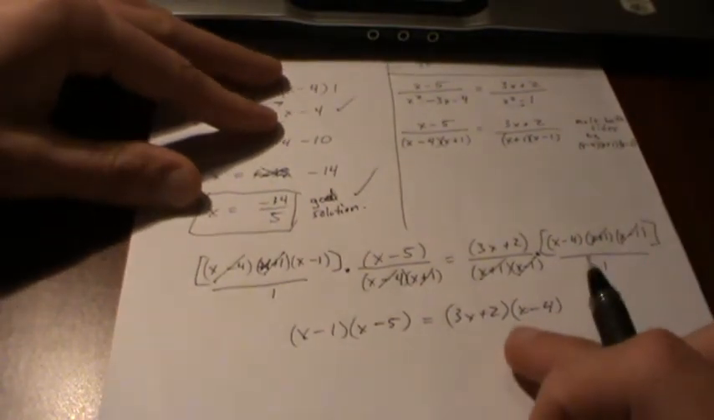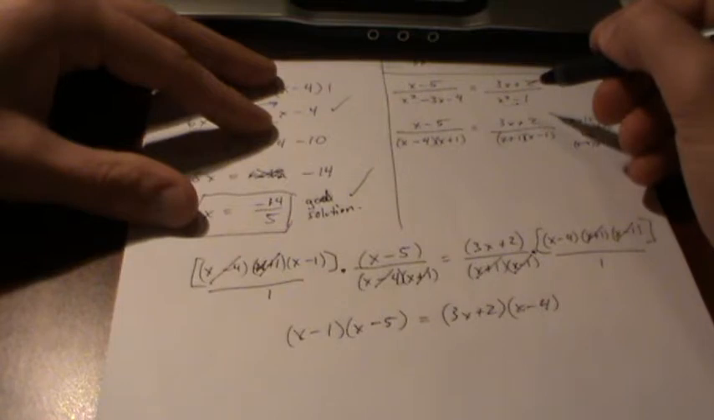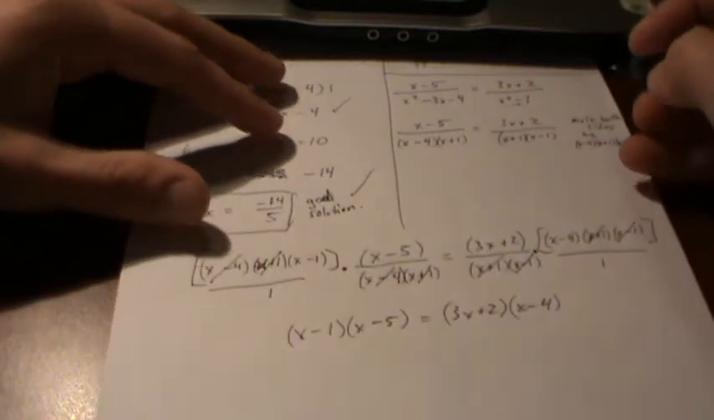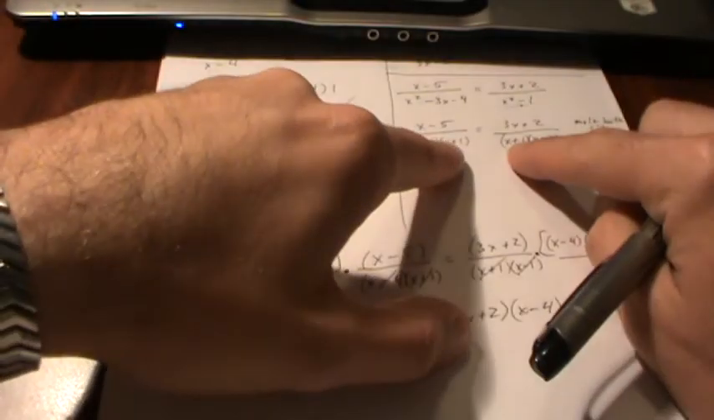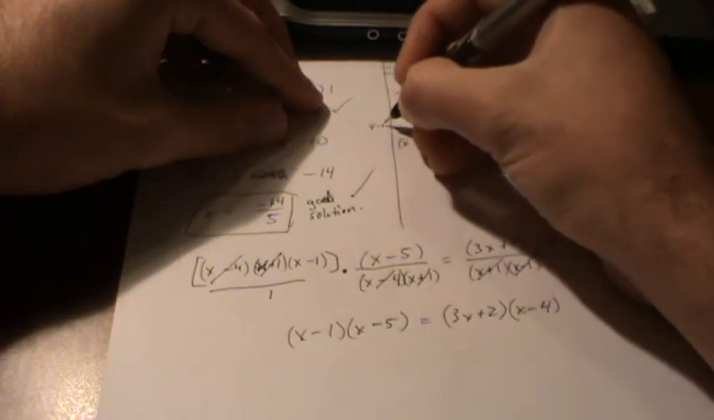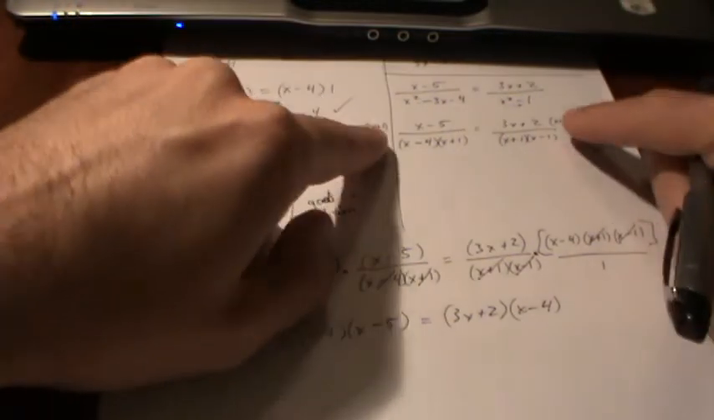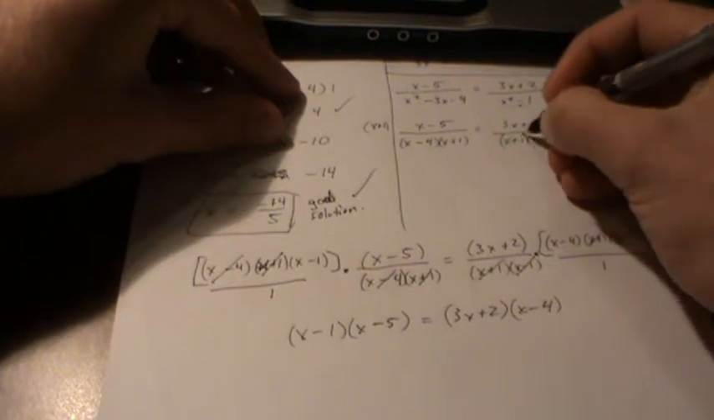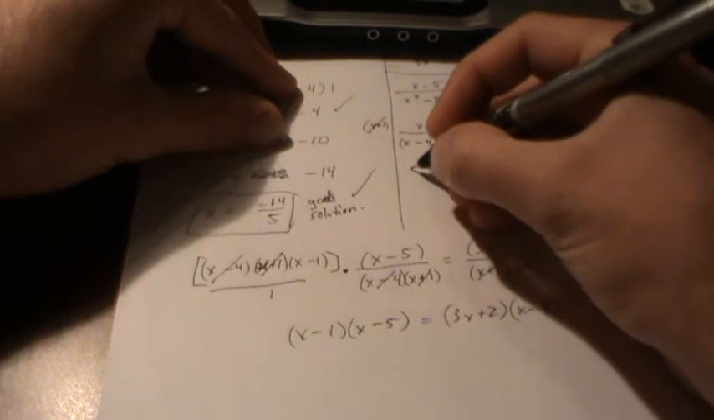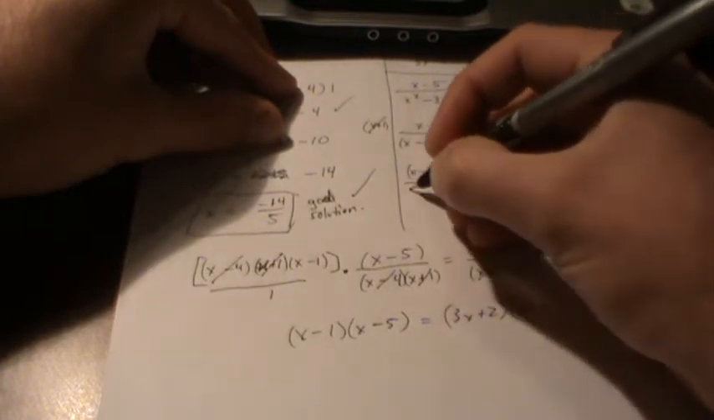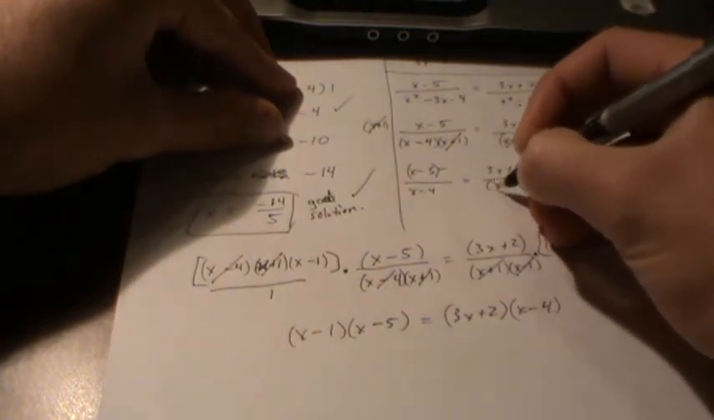And this is a lot more simple than what we would have gotten had we just cross-multiplied in the beginning. Alright? Another way of looking at this is to look at this here and notice I have a common factor, x plus 1 and x plus 1. If I multiply both sides here by x plus 1, bang, those cancel, bang, those cancel, and I'm left with x minus 5 over x minus 4 is equal to 3x plus 2 over x minus 1.